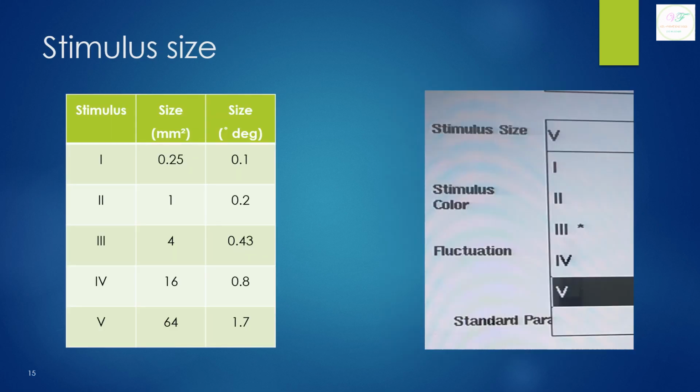Now there are various stimulus sizes ranging from size 1 to size 5, and these are the sizes. Like the size 1 stimulus is 0.25 millimeter square and size 5 stimulus is 64 millimeter square. Generally a stimulus size 3 is used, and size 5 stimulus is used whenever the patient has very low vision.